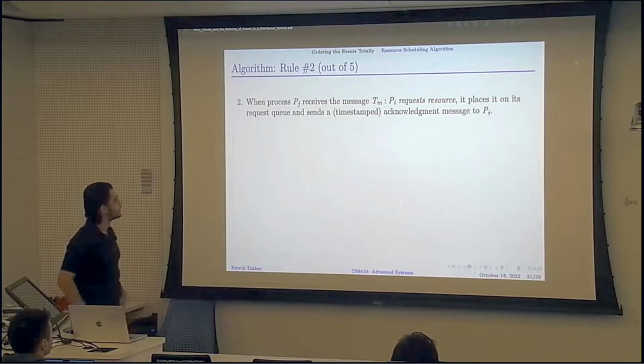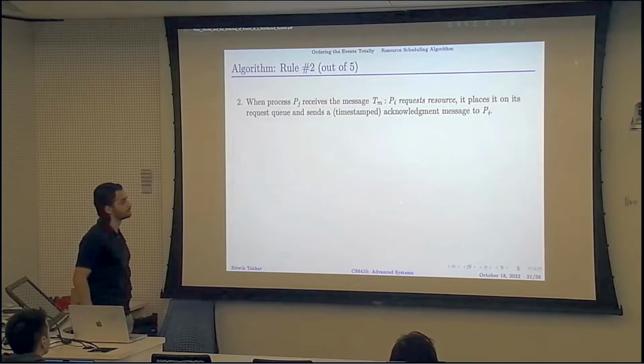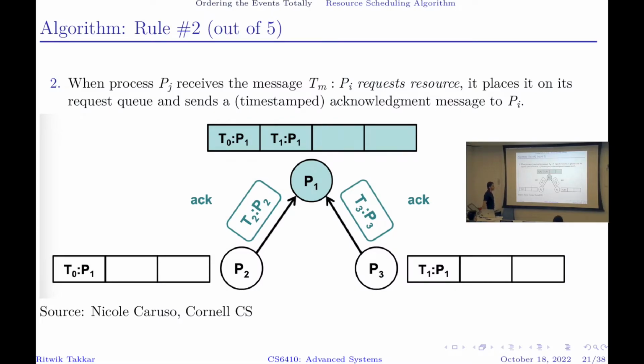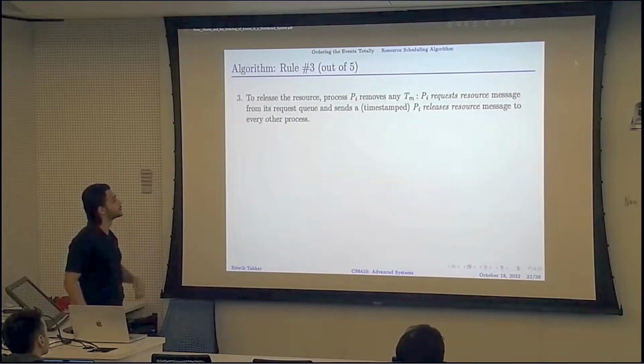Second rule. Read that. Now what happens? The processes got the request message, and now they send an acknowledgement back to the requesting process. Third rule.